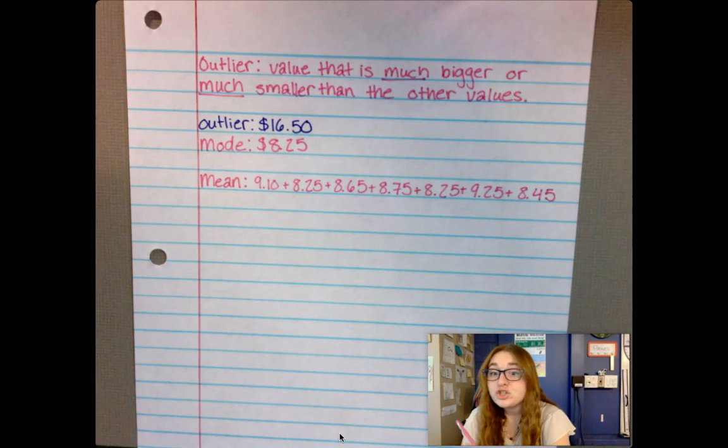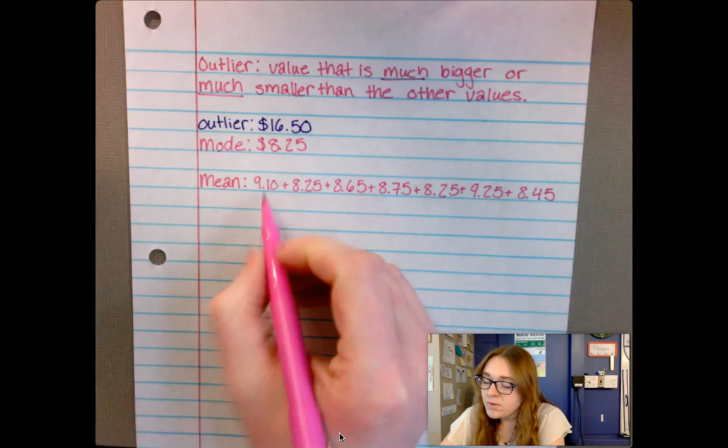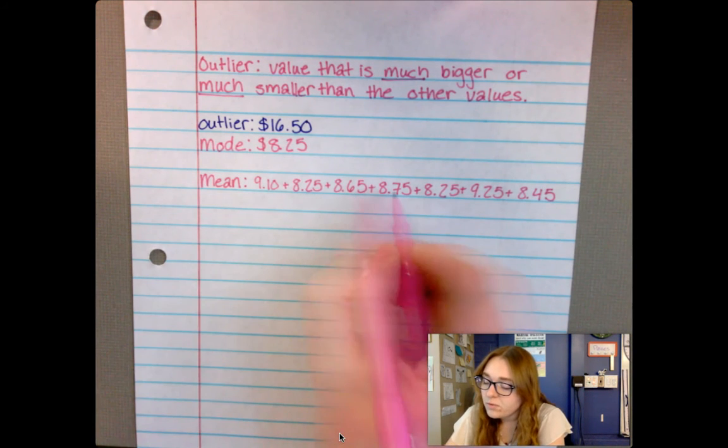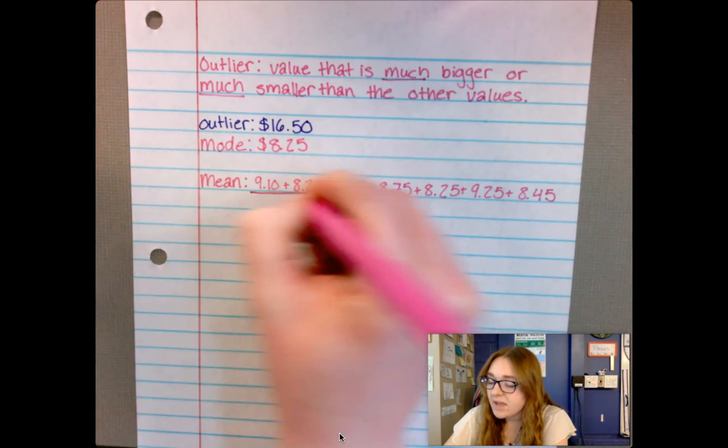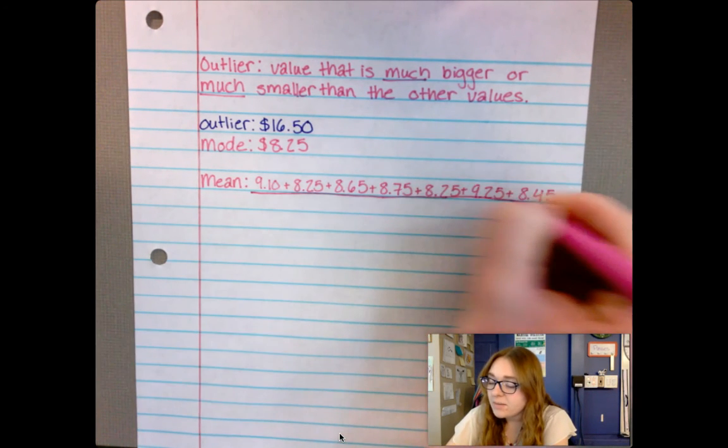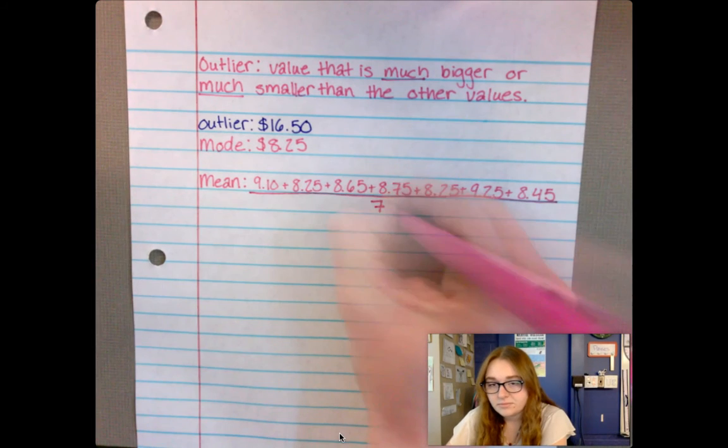But here's the tricky part here. Since we took out that $16.50, we also removed one of the kiddos. We removed one of the values. So we can't divide this by 8 again. If you count, we have 1, 2, 3, 4, 5, 6, 7 values now. So instead of dividing by 8, we're going to divide by 7.